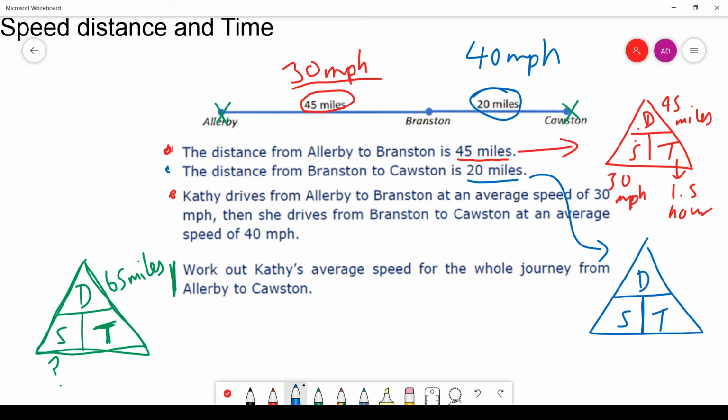Distance is already given to us over here, is 20 miles. Speed from Branston to Corston is 40, it's written here, mph. So it's going to be a division, top to bottom. So 20 divided by 40, that gives you 0.5 hours.